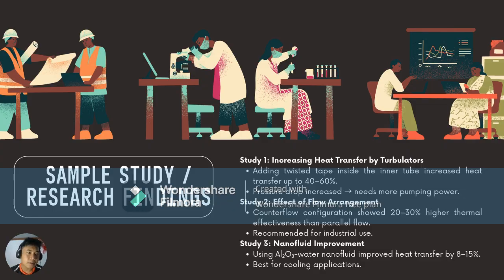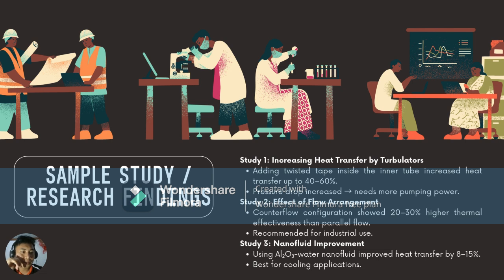Then ato sample study, research findings. Study 1: increasing heat transfer by turbulators. Adding twisted tape inside the inner tube increases heat transfer by up to 40 to 60%. So kinahanglan ta magbutang og twisted tape sa sud sa tubo para makataas ta og heat transfer mga 40 to 60%.